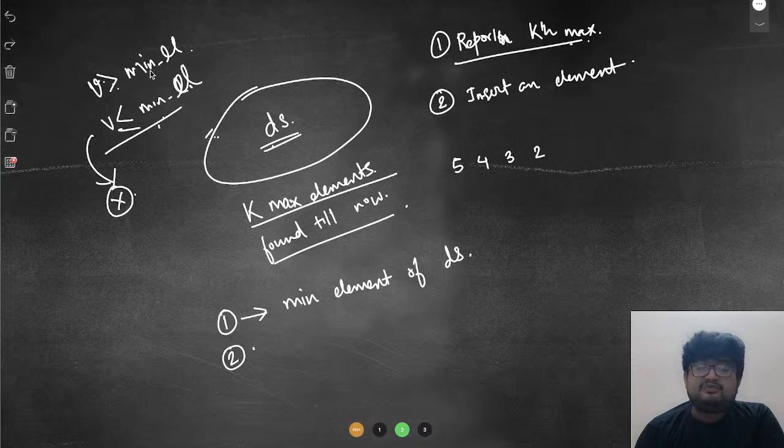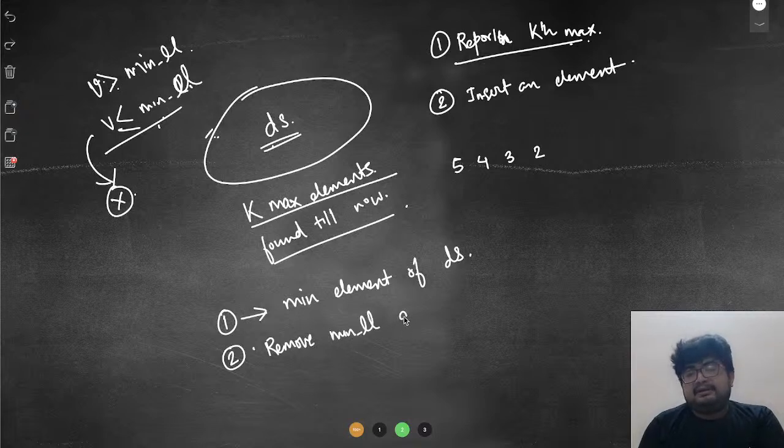In the first case, v is greater than the minimum element. So that means v definitely is a part of the k maximum elements, because the minimum element in this data structure, which contains the k maximum elements found till now, is smaller than v. So definitely we should replace the minimum element. In that case, what we should do is remove the minimum element and add v to the data structure.